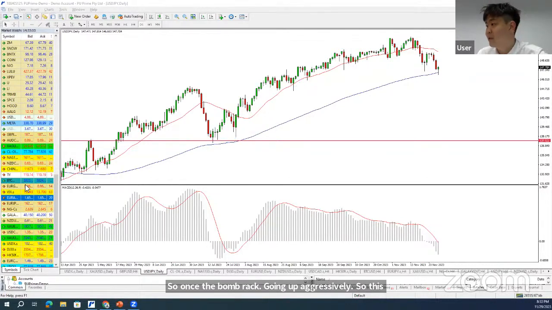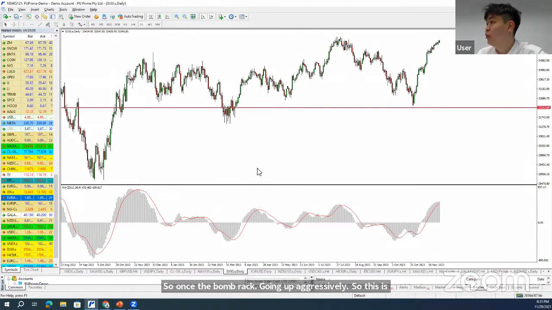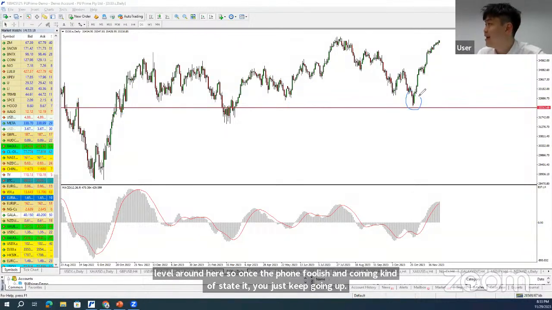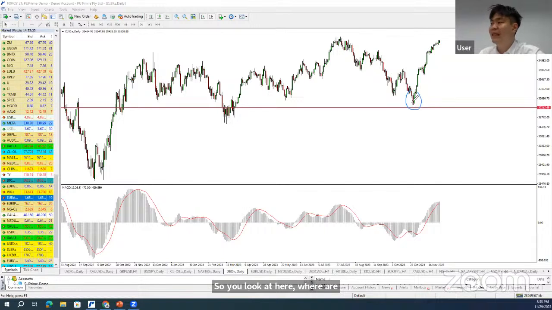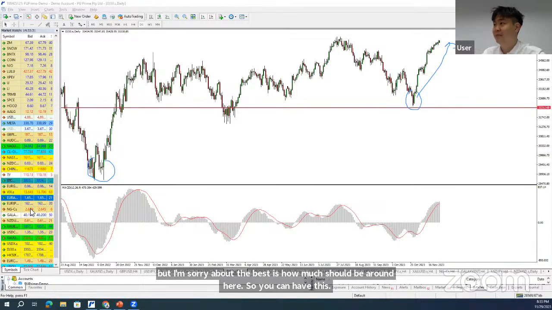And then another example should be Dow Jones. As you mentioned just now, you can draw a support level around here. So once it forms the bullish engulfing candlestick, it just keeps going up. So you look at here, very clear and nice. Bullish candlestick bigger than the bearish candlestick. Green color bigger than the red color. It's a very good trend reversal. One example, but the best example should be around here. So you can notice. And then you can combine with some support level.